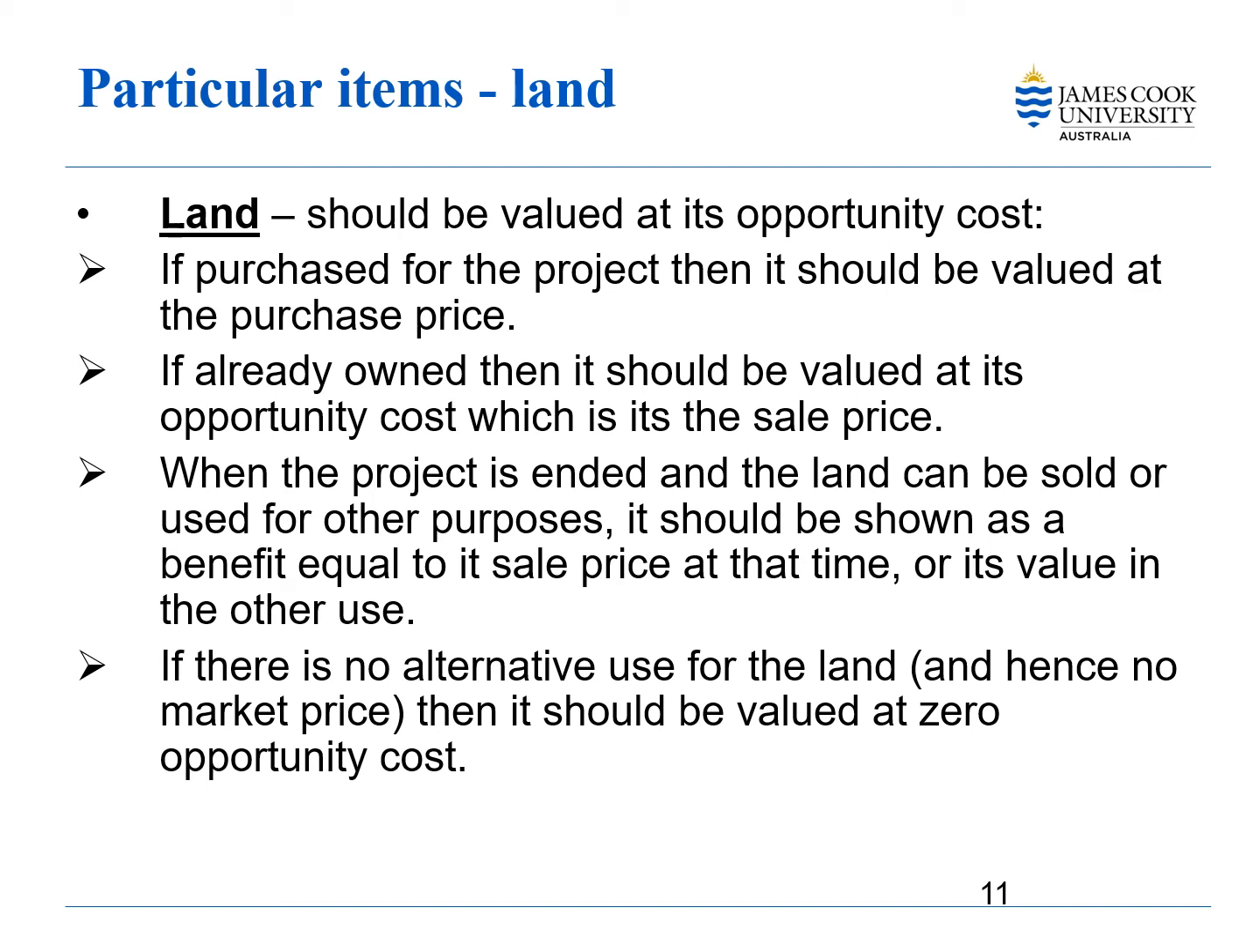When the project ends, when we finish the project, then we get the land back. The land is released from the project. Then the land can be sold or used for other purposes. Now there's a scrap value associated with this land, so it should be shown as a benefit equal to its sale price at the time, or its value in the other use. If for some reason there's no alternative use for the land, or you cannot use it for any other purpose, then it's just zero opportunity cost.